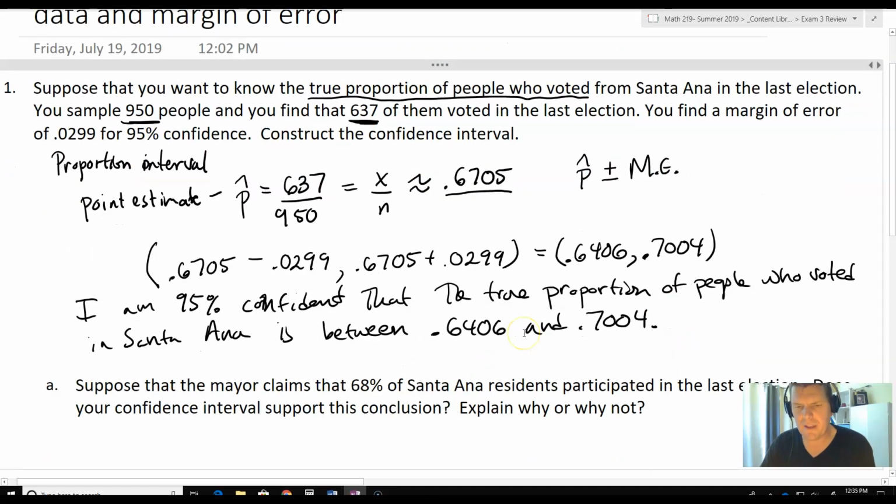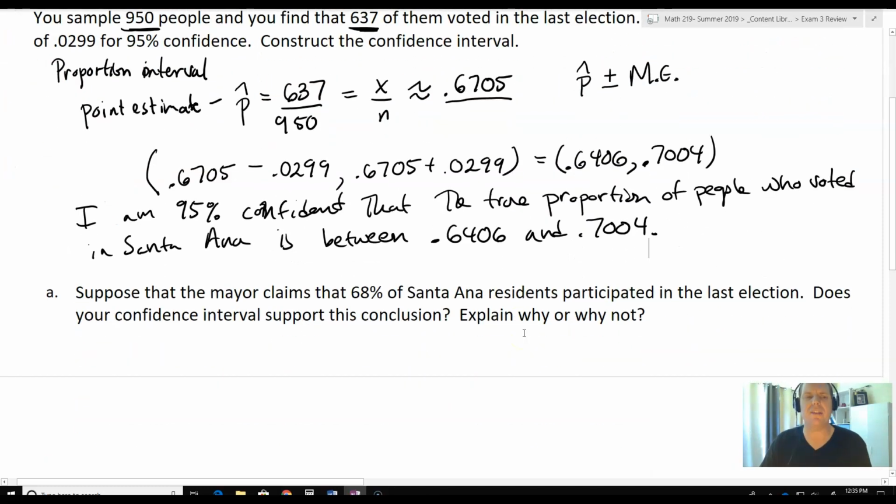That's what that's saying. Now, let's say, for example, I ask you this. Suppose the mayor claims that 68% of Santa Ana residents participated in the last election. Does your confidence interval support this conclusion? Explain why or why not. Well, here's the thing. Here's my interval. It goes from 0.6406 to 0.7004. He's claiming 0.68 is the true proportion. Now, given how I constructed this, I'm 95% confident that the true proportion is somewhere between these two. And he's saying the true proportion is somewhere between those two, which is where 68 is.